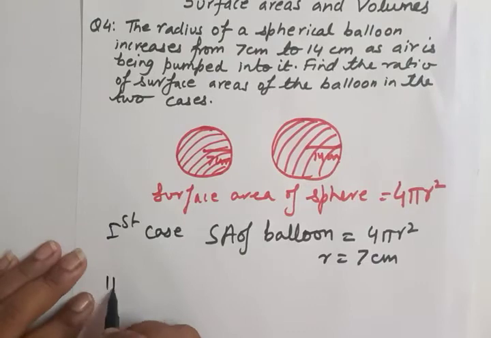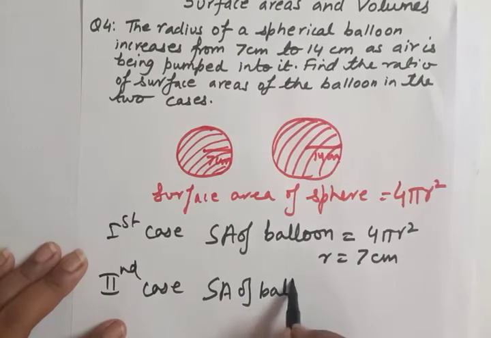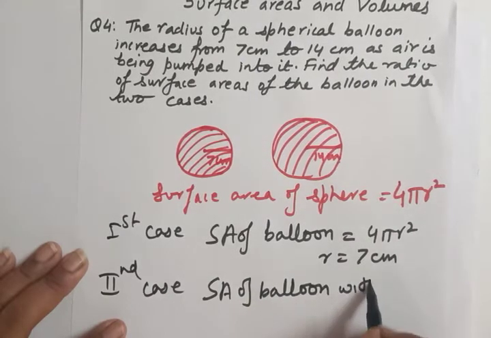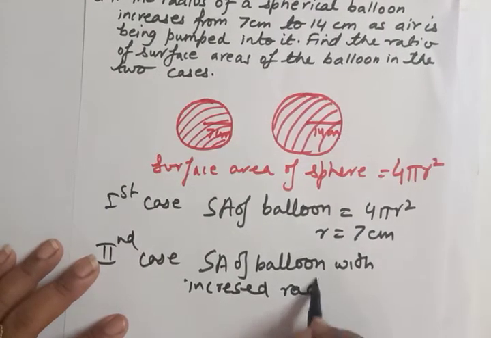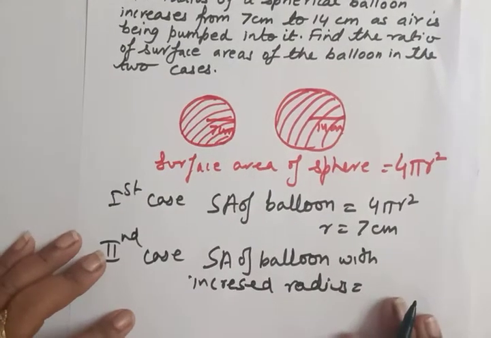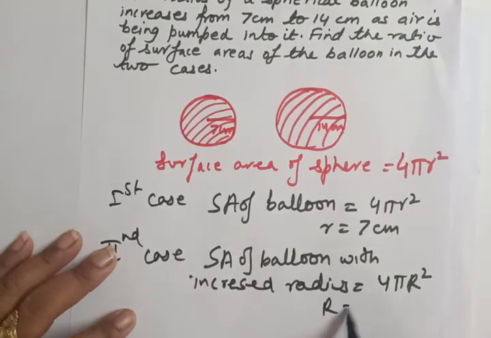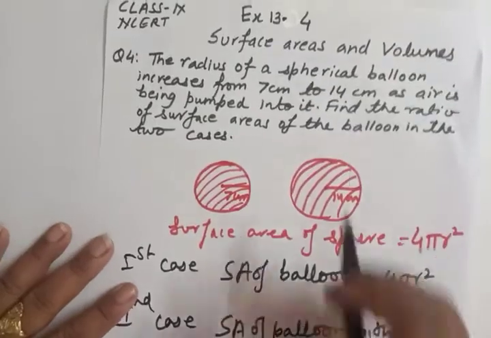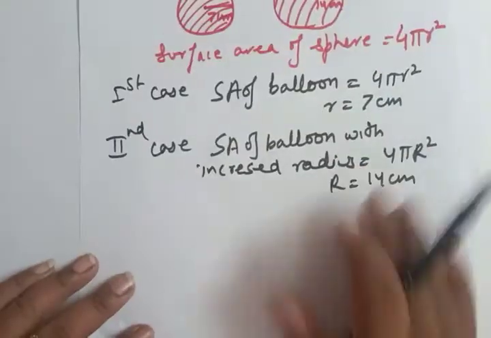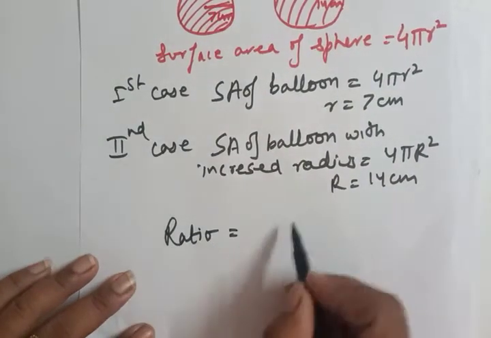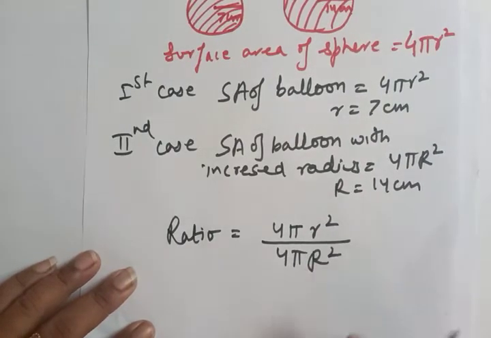And the second case, surface area of balloon with increased radius. Now when the radius is increased, we can represent it by 4 pi capital R square. So here the R is equal to 14 cm. According to the question, find the ratio of the surface areas. So we need to find the ratio. So ratio will be equal to 4 pi r square upon 4 pi capital R square.